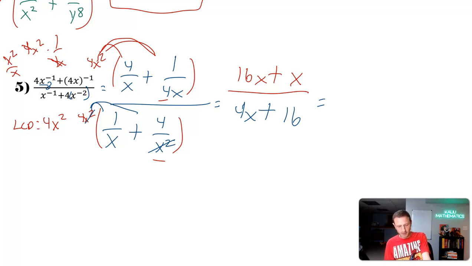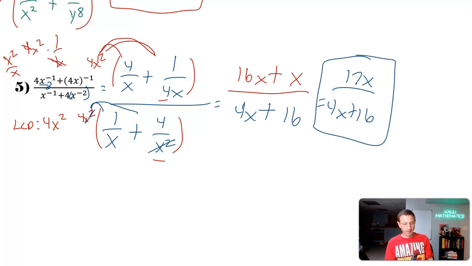And the only thing we could do is 16x plus 1x is 17x over 4x plus 16. And I don't have any other simplifications that can be made. So there would be our answer on that one.